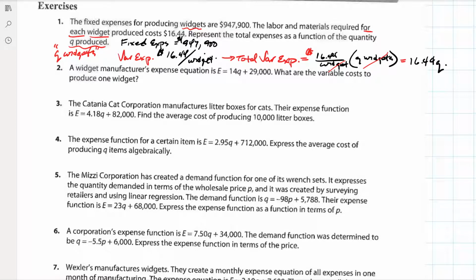Now, it's not asking for just the total variable expenses. It says represent the total expenses as a function of the quantity Q produced. So let's do that. So here we go. The total expenses is always going to be your fixed plus your variable. So if you take your fixed and add it to your variable expenses, you're going to get the total expenses.